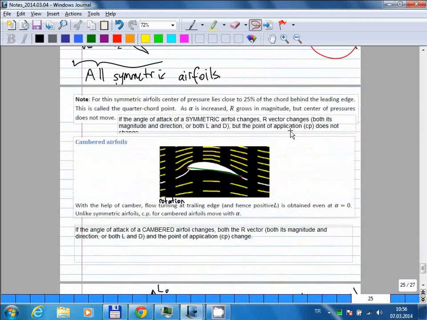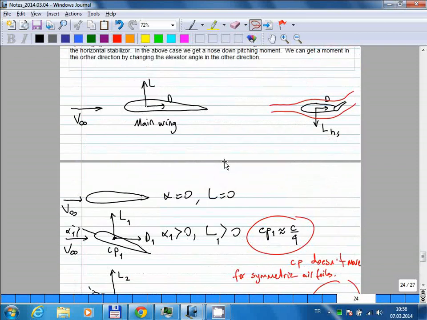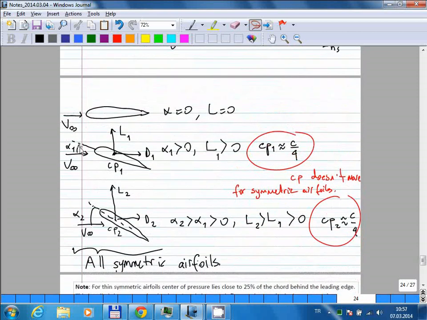And then I talked about cambered airfoils, and the last thing I said was that even though on a symmetric airfoil the center of pressure is more or less a constant point on the airfoil, that's not the case for a cambered airfoil. So I think this was okay. So for a symmetric airfoil, if you change the angle of attack, the lift force changes, drag force changes as well, but the center of pressure stays more or less constant at the quarter chord point. So for pretty much all angles of attack, the center of pressure is close to the quarter chord point.